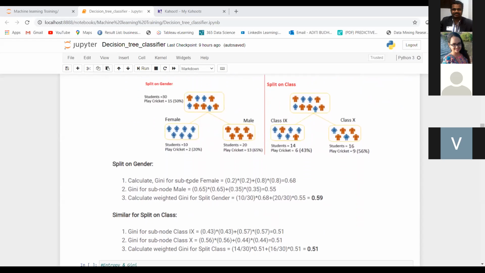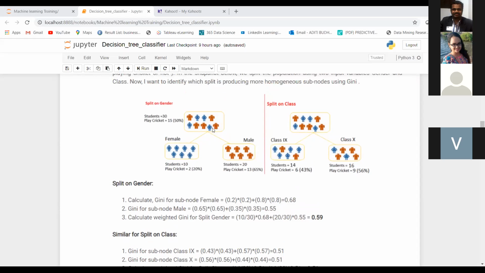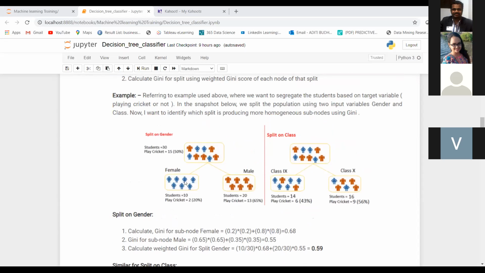Now here, since gender gives us a higher Gini parameter, we will first split our data based on gender. Okay, so here also you can see that we are getting more homogeneous subnodes. So the more homogeneous subnodes we have, the better is that split. And that split or that feature we should be using for splitting our data.